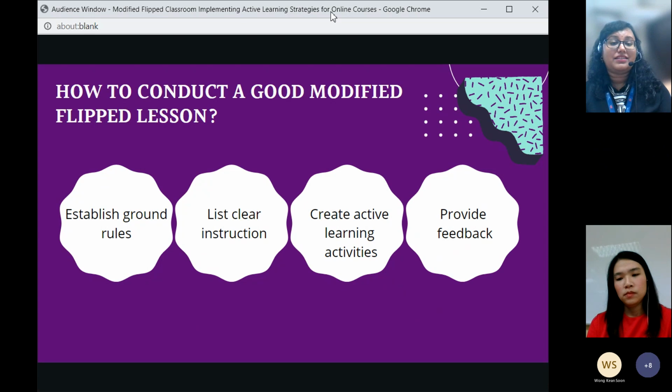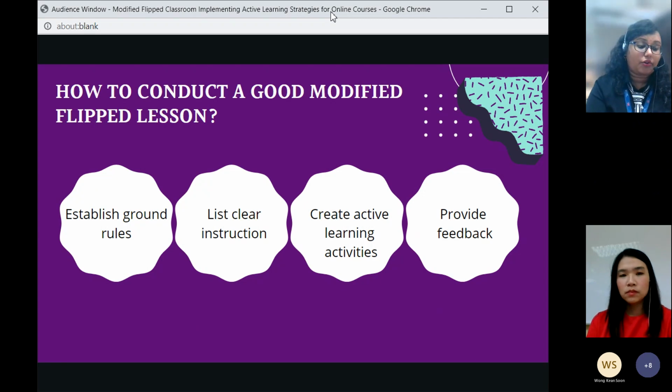And the fourth point is to provide feedback. Flipped lesson is not just watching videos. Of course, they watch videos, they do activities, questions and all. So once you get back the questions, you provide feedback to them. Saying that, hey, your work is correct. I think you can make it better. You can write it better and so on.